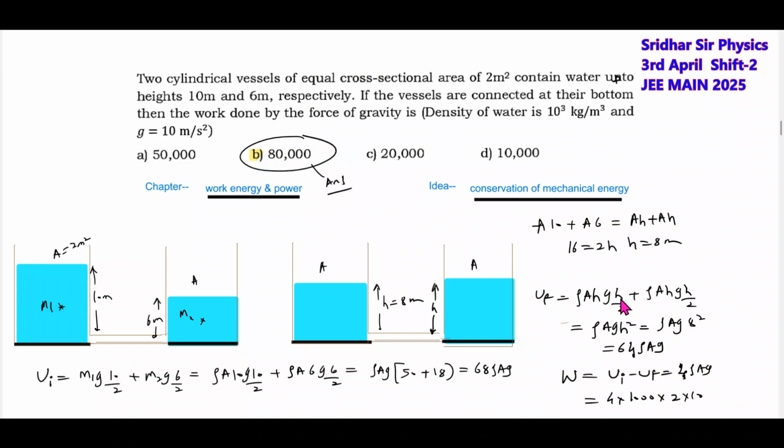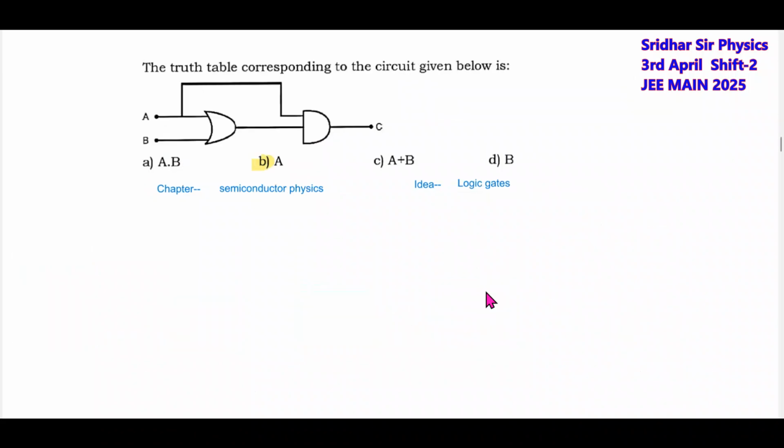Now there's a basic concept. So why H by 2? Center of mass will be here, exactly at half of the level. Okay, then we'll move to the next question.